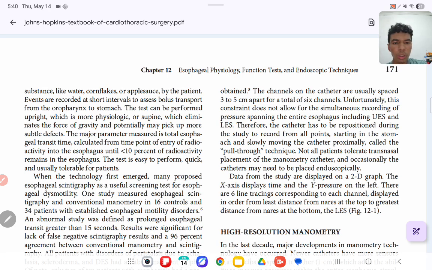Not all patients tolerate transnasal placement of the manometry catheter, and occasionally the catheters may need to be placed endoscopically. Data from the studies are displayed on a 2D graph. The x-axis displays time and the y-axis pressure. There are 6 line tracings corresponding to each channel, displayed in order from the least distance from the nares at the top to the greatest distance from the nares at the bottom.